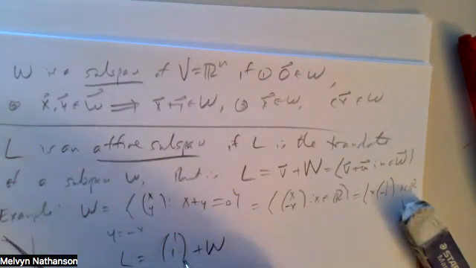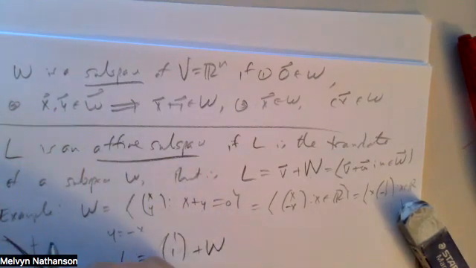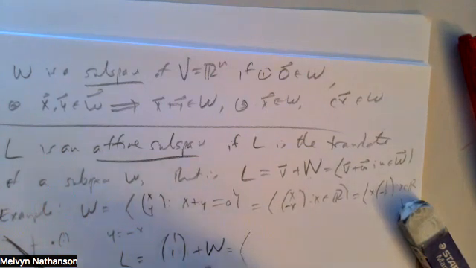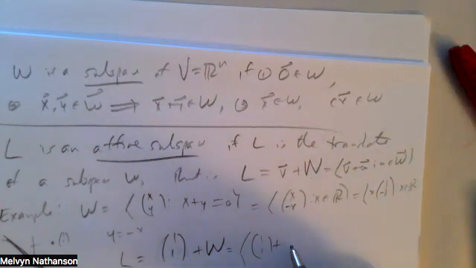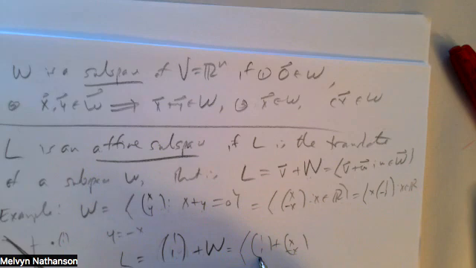Let's say (1, 1) plus W. So this is the point with coordinates (1, 1). And what is (1, 1) plus W? That's the set of all vectors of the form (1, 1) plus (x, -x). This is something in W, and we're translating it by (1, 1).